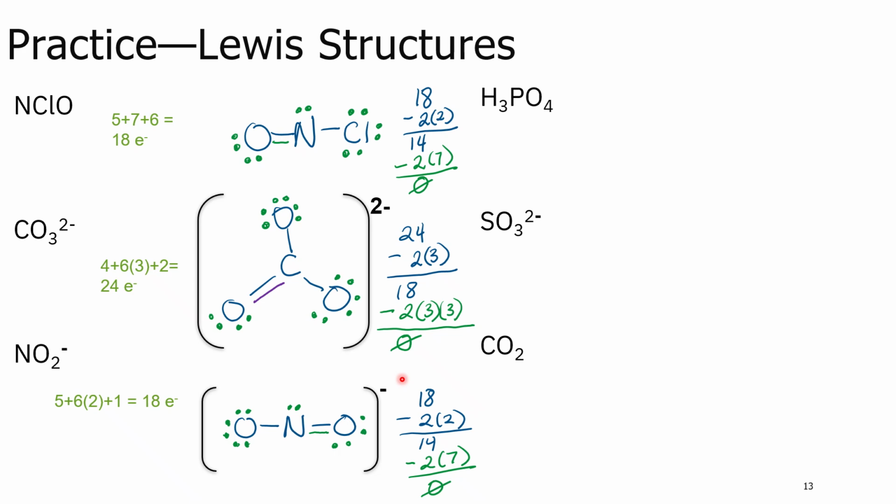Next is phosphoric acid, H3PO4. Hydrogen is never a central atom. Place the phosphorus in the center. The oxygen atoms will connect to the phosphorus with single bonds, and the hydrogens will connect to the oxygens. There should be a total of 32 valence electrons in the structure.